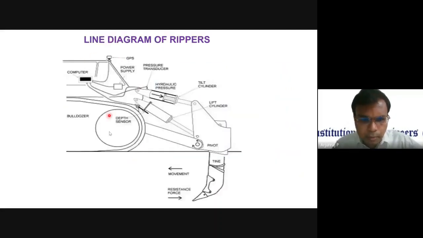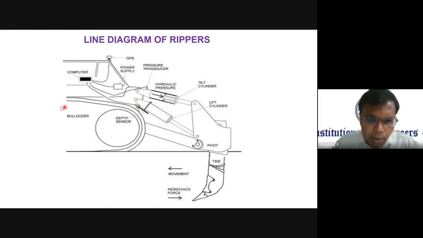And this is the line diagram of a ripper. You see, it is the blade, a single blade, used for the material with the help of force. And here you have the bucket basically. The bucket is hanging up there, and you have the cylinder and also the tilt cylinder, which is operated hydraulically. And here you have the depth sensor. You will also understand what the depth is for the particular equipment.